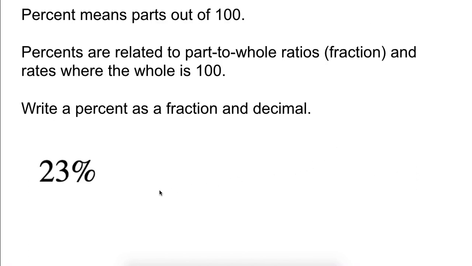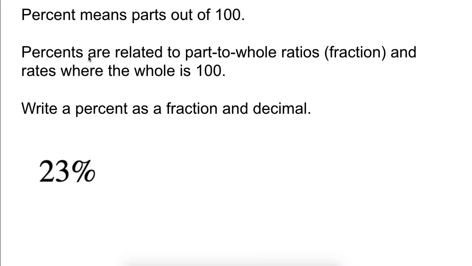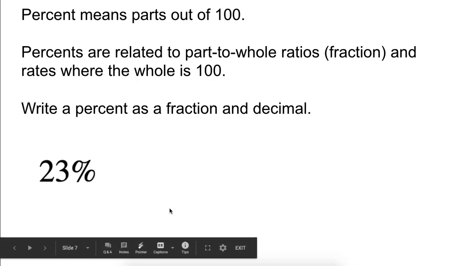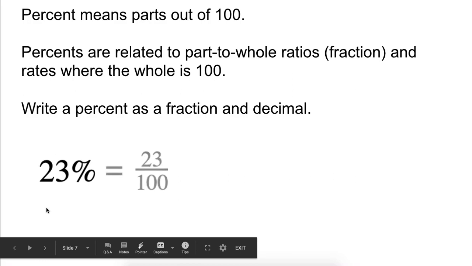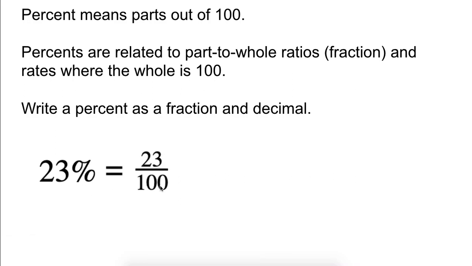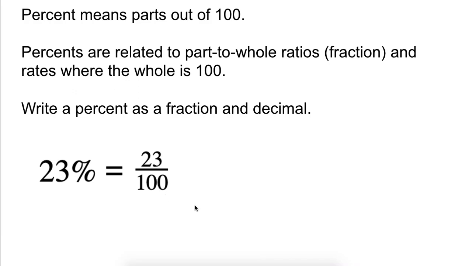We have our first one as 23%, and percent means parts of 100 or out of 100. Percents are related to part to whole, so they're part-whole ratios. In other words, fractions. Fractions are always part to whole, but in this case the whole is 100. So we're going to write this as a fraction. 23% means 23 out of 100. Then if it would reduce down, we would try to do that. In this case, it won't reduce down. So let's look at another one.